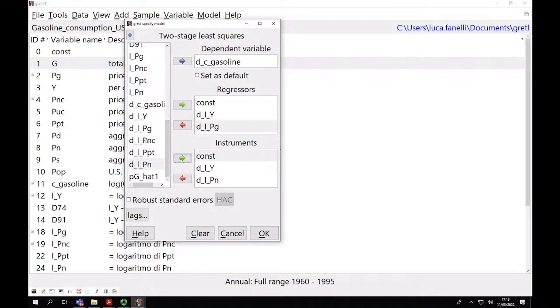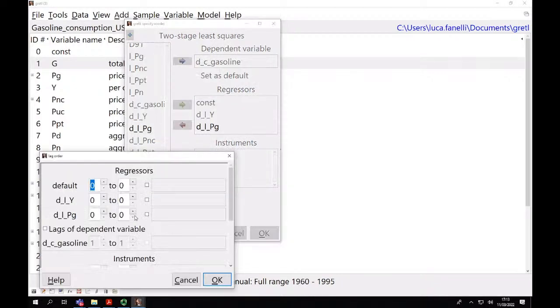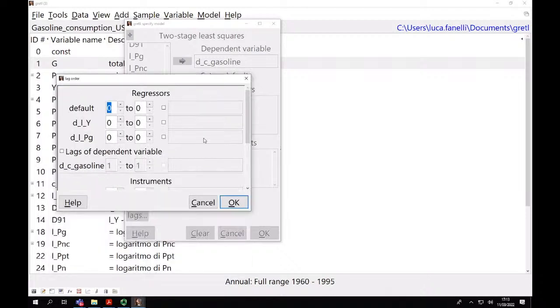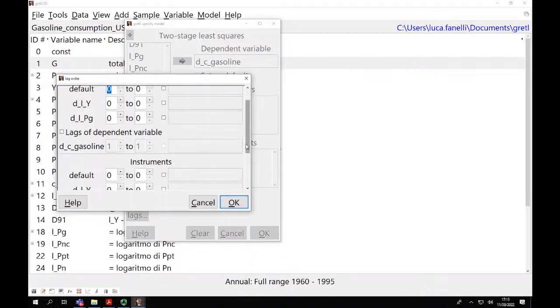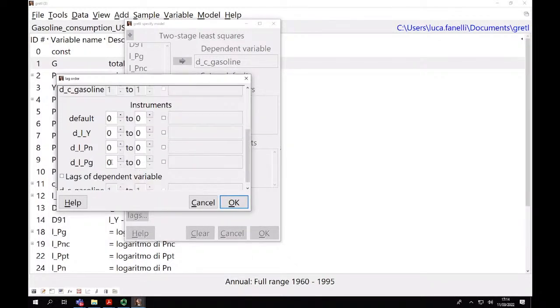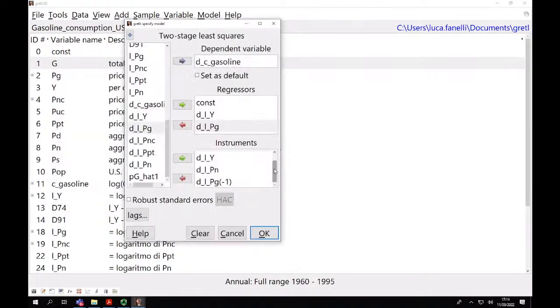I also want to put the price of gasoline, but I will date it at t-1, otherwise I am in trouble. So I use a lag. In the instrument set, I want to instrument the price of gasoline with the price of gasoline in the previous quarter. Okay? I click OK, and look, I have, say, 3 regressors, and I have, say, 4 instruments. I click OK.